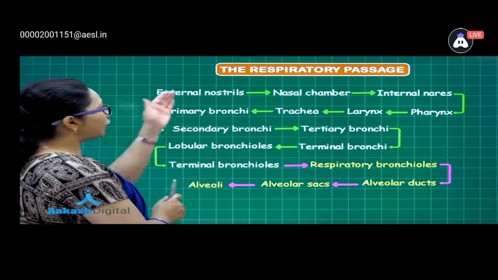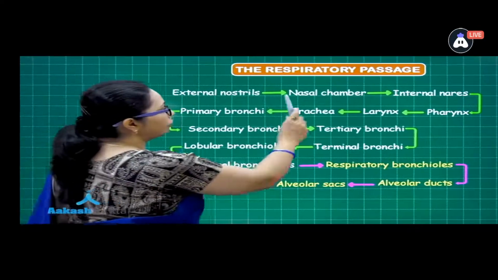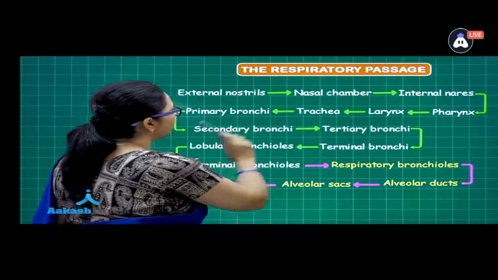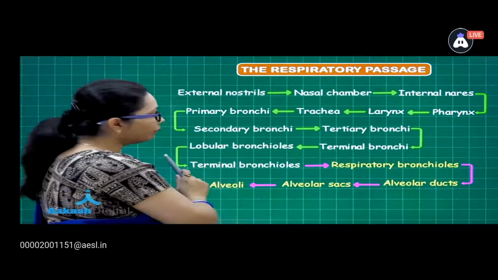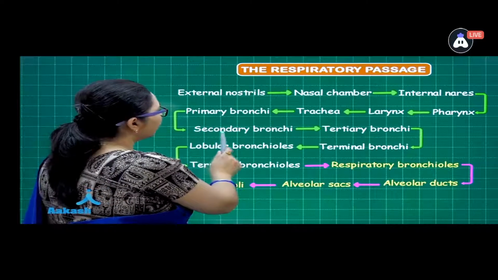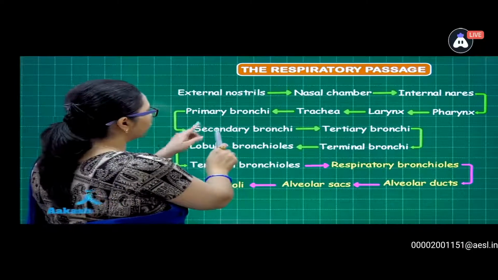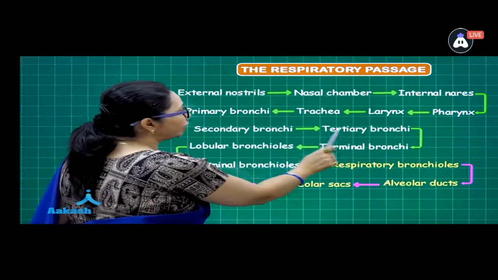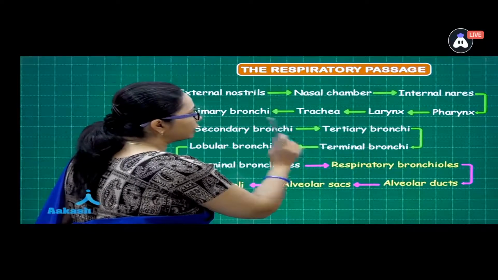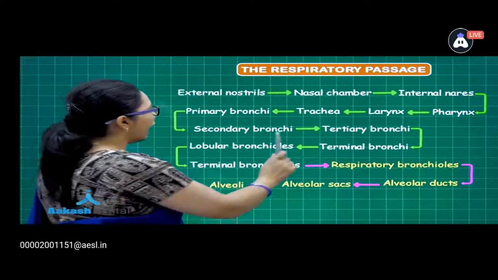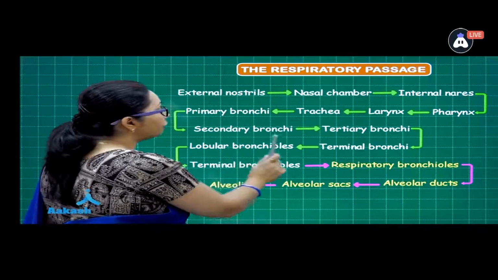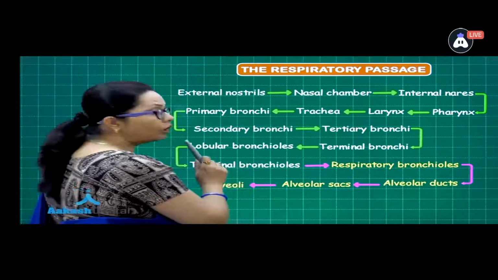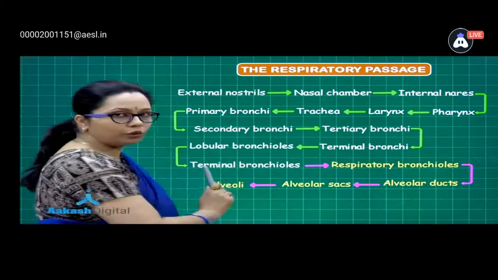So here, starting from external nostrils, nasal chamber, internal nostril or the internal nares, then the pharynx, larynx, trachea, then the trachea divides into the primary bronchi, which divide into secondary bronchi. This would be, of course, now inside the lungs. And secondary divides into tertiary, then divides into terminal bronchi. And terminal bronchi are then dividing into much thinner structures which are now called bronchioles, lobular bronchioles.